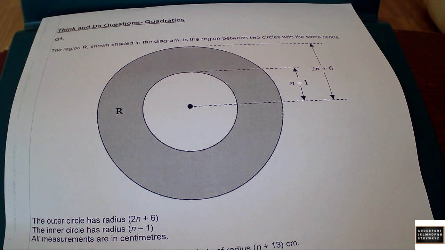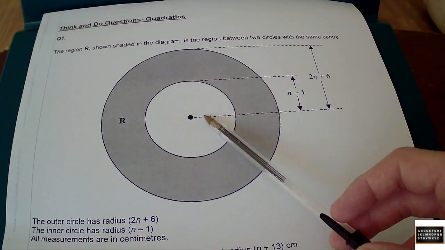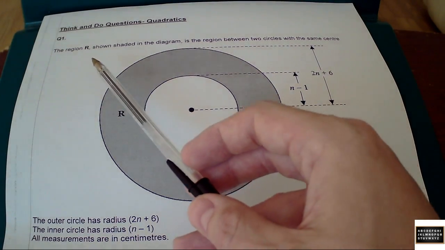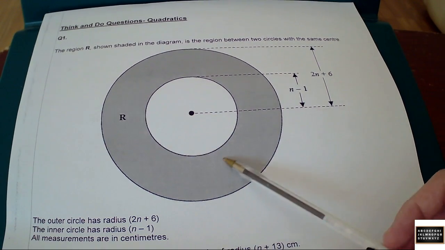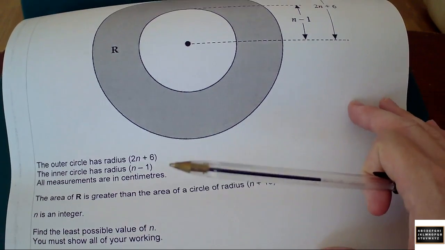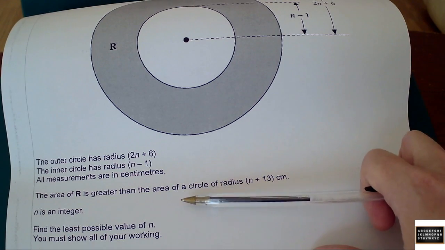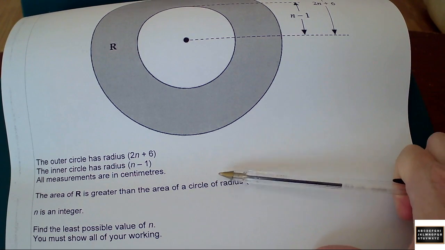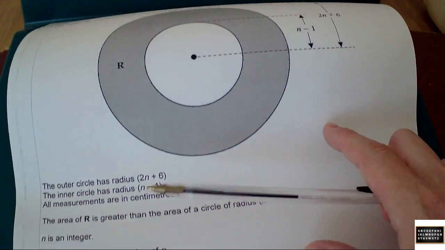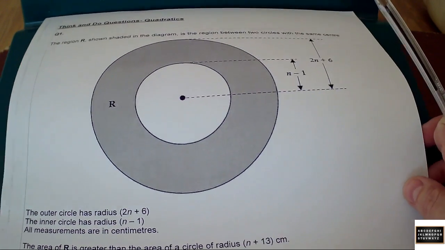Right, without very much delay, let's get on and have a look at this particular question. Question number one is a sort of selection of circles. We've got this big circle that has a radius of 2n plus 6 and a small circle of radius n plus 1. We're talking about a region R which is shaded in the diagram. The area R is greater than the area of a circle of radius n plus 13. n is an integer, which is quite important, and it's asking for the least possible value of n.